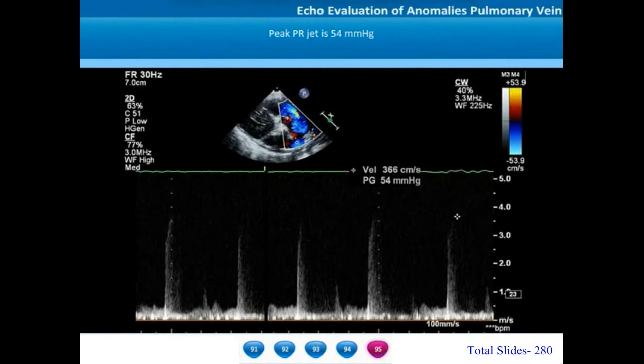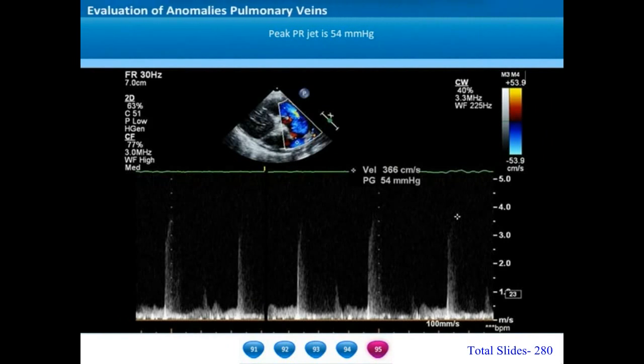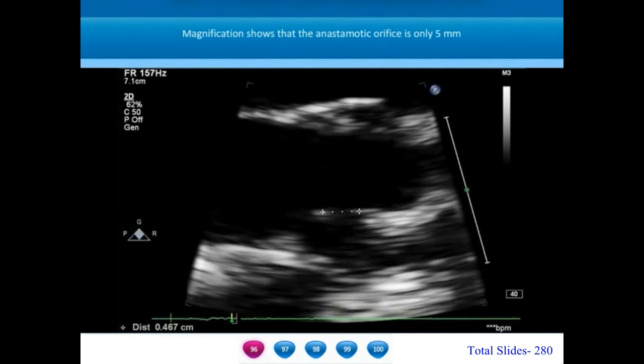This is a spectral Doppler of the pulmonary regurgitation jet. You can see that the peak of the pulmonary regurgitation jet is 54 millimeters of mercury, which is a rough correlate of the pulmonary arterial mean pressure. A magnified view of the anastomotic area shows that the anastomosis is measuring less than 5 millimeters. This is going to cause a significant obstruction to the pulmonary venous pathway because the whole of the pulmonary venous return has to enter into the left atrium through this less than 5 millimeter orifice.